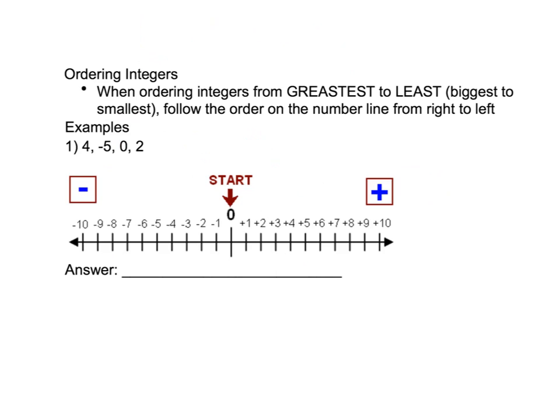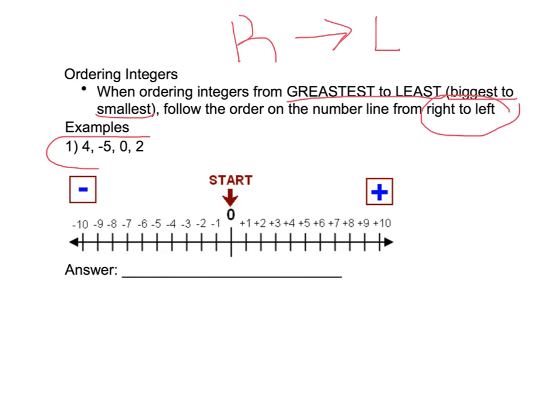Okay, this time we're going to switch it up a little bit and go from the greatest to the least, or biggest to smallest, however you want to think about it. So this time we have to go from right to left on the number line. So it's the opposite of what we've been doing before, right to left, because we want to go from the biggest to the smallest. So here's our first example.